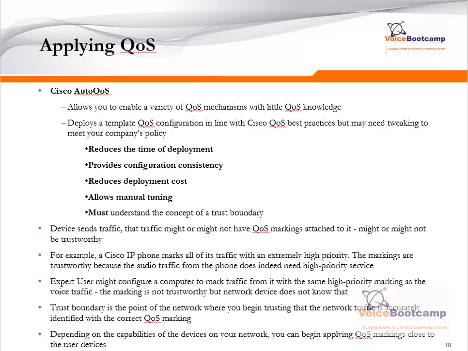Now, to apply QoS, Cisco allows you to use auto QoS, which is QoS configuration done automatically based on one command, based on best practice. It deploys a QoS template in line with best practice and may need some tweaking to meet your company's policy. It reduces time to deployment, reduces configuration inconsistency, reduces deployment cost, allows manual tuning, and you must understand the concept of trust boundary.